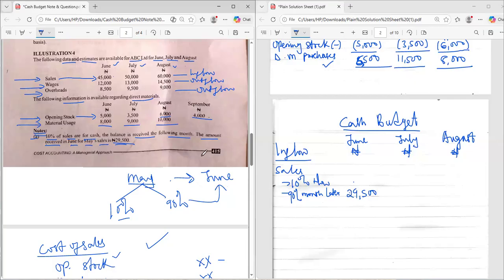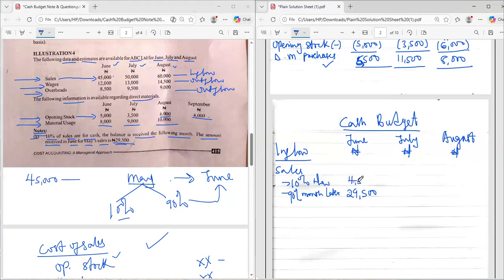Okay, that makes sense. Now let's start with our sales in June, 45,000. Please do 10% for me. 4,500, thank you. So put in 4,500, you pay immediately. Then the balance, which is 90%, will be paid in July. Give me the figure, please. 40,500.